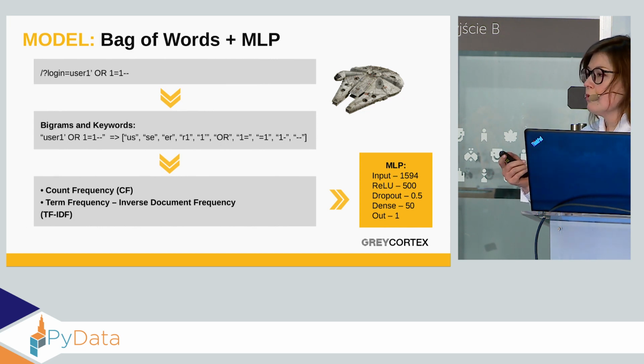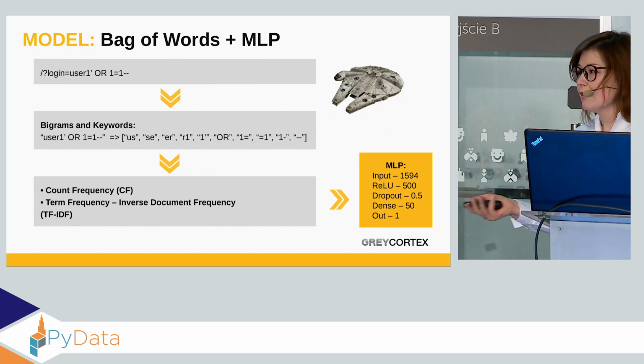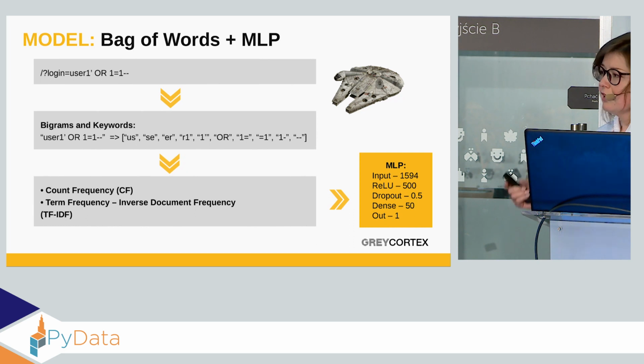But using whole words, normal words, like from a normal human dictionary, created too long and too sparse a feature vector. That's why we decided to keep only keywords, and the remaining we split into character bigrams, as you can see here.